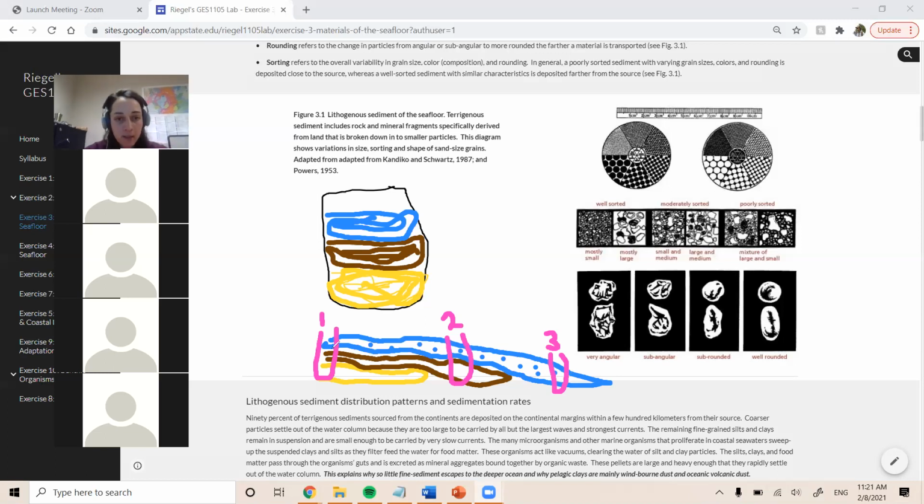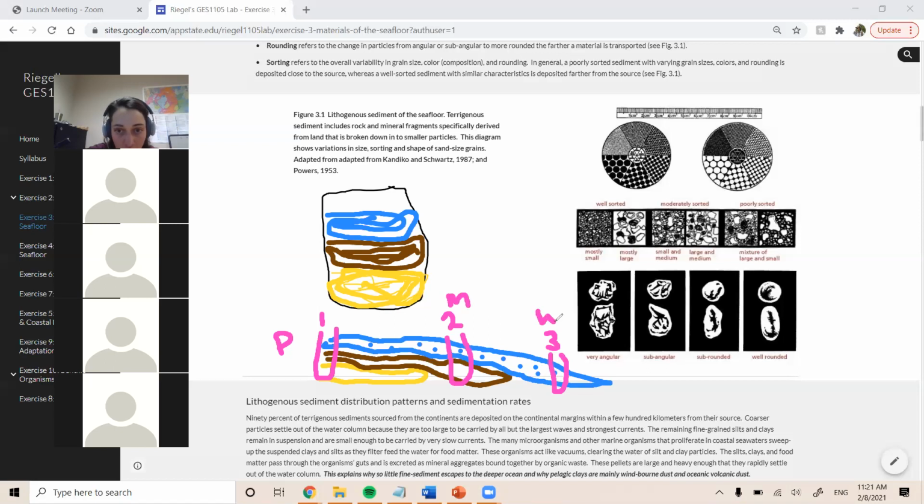So what that means, right, is I think we'll all agree from that my 1 is the most poorly sorted, right? My 2 is pretty moderately sorted, and my 3 is very well sorted, right? I've got only 1 material here, so it's well sorted, and here I've got 3. Does everybody agree with that? I'm gonna take silence as yes. I'm gonna put a P here, an M here, and a W here for well sorted.